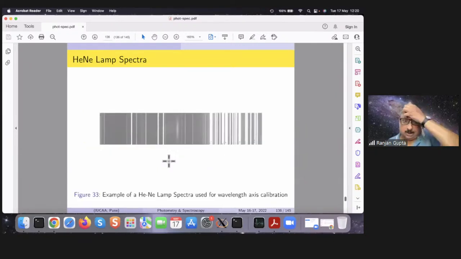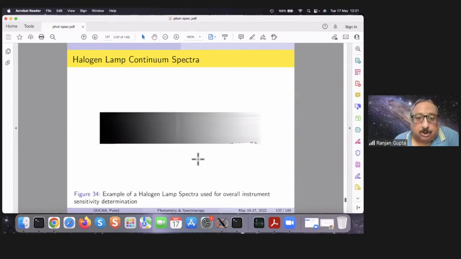So this is a nice picture of the helium neon lamp. And you can see many, many emission lines here. And these lines are known, what are the wavelengths of this. So once you know the x-axis, then you can... So this is the halogen lamp, white light, and you can see this side is blue and this side is red.